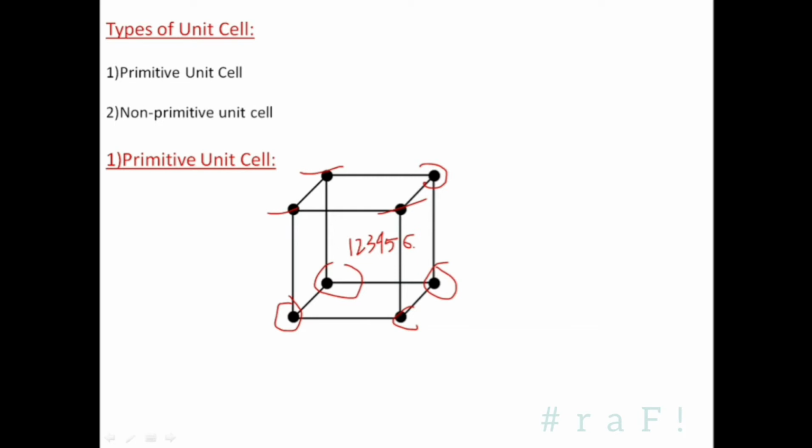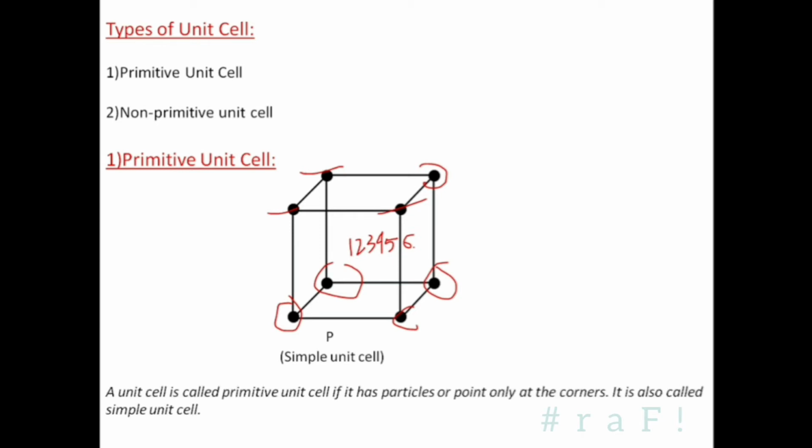If you see carefully, the lattice points are present only at the corners of the cube. Such a type of unit cell we call a primitive unit cell. An example for this one is the simple unit cell, and its definition is: a unit cell is called a primitive unit cell if it has particles or points only at the corners, or it is also called a simple unit cell.